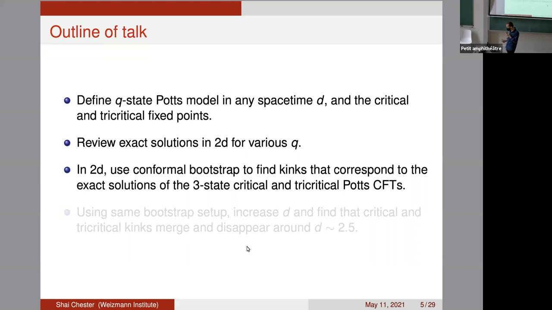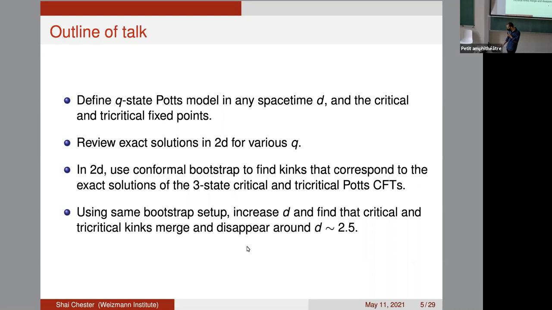So in 2D, we're going to use the conformal bootstrap to find kinks that correspond to the exact solutions of the Q equals 3 critical and tricritical Potts CFTs. And then using the exact same bootstrap setup, which can naturally be defined in any dimension D, we're going to increase D and find that the critical and tricritical kinks merge and disappear around D equals 2.5.